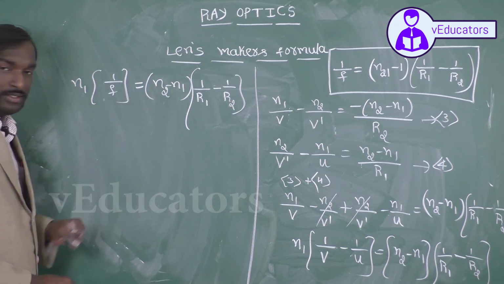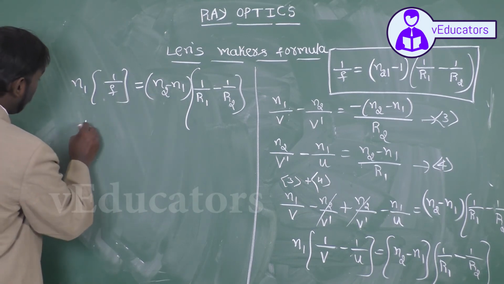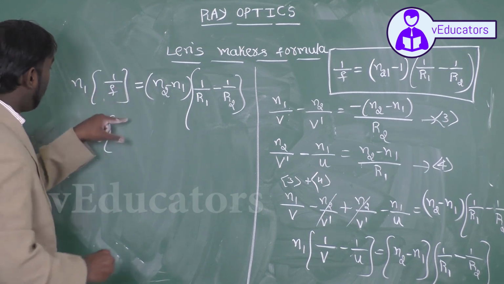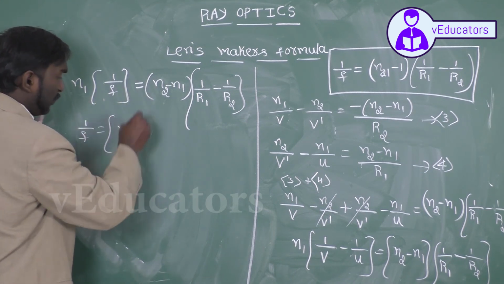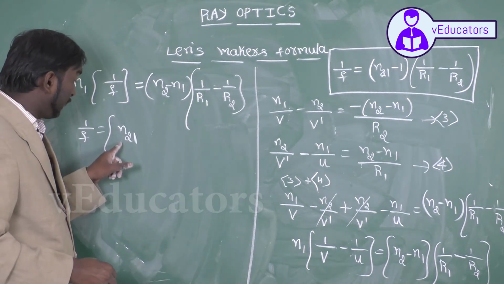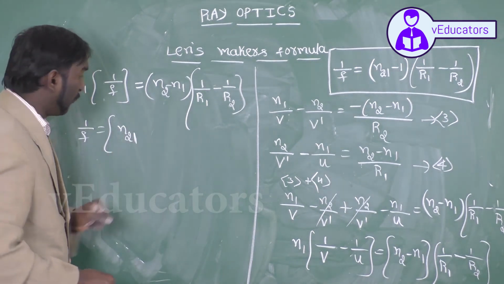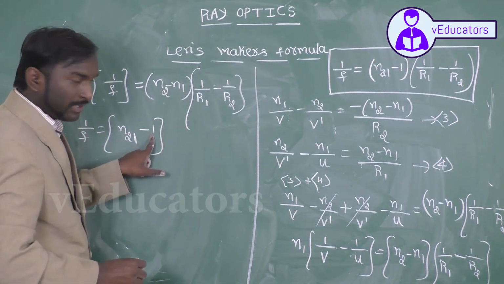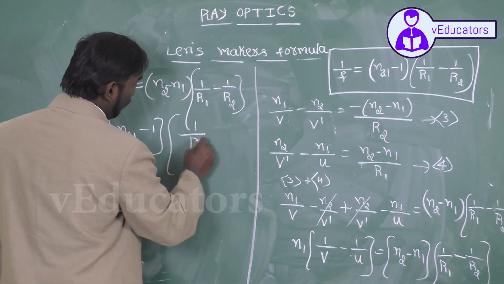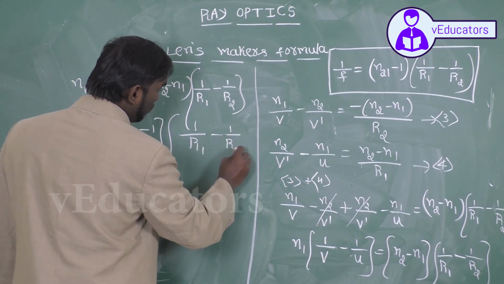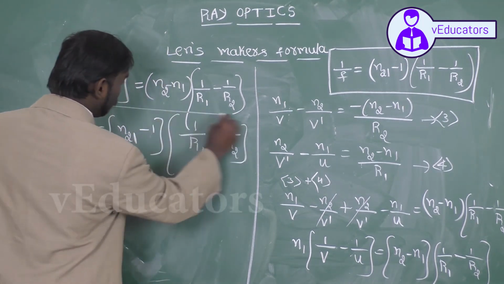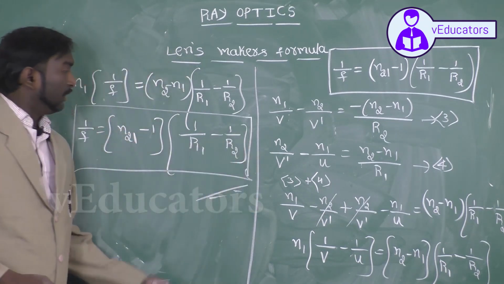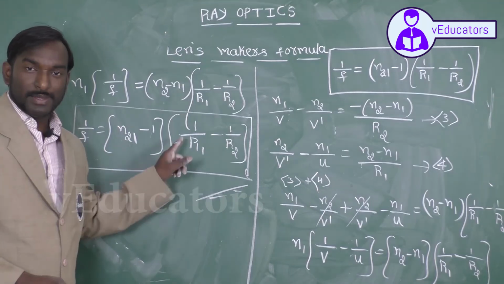Send this n1 to the right-hand side. 1 by f is equal to (n2 by n1, which I can write as n21, the refractive index of the second medium with respect to the first, minus n1 by n1, which is 1) into (1 by R1 minus 1 by R2). This equation is called the lens maker's formula.